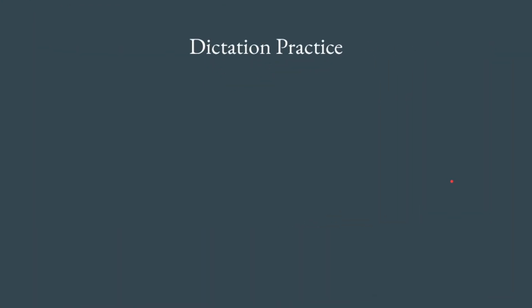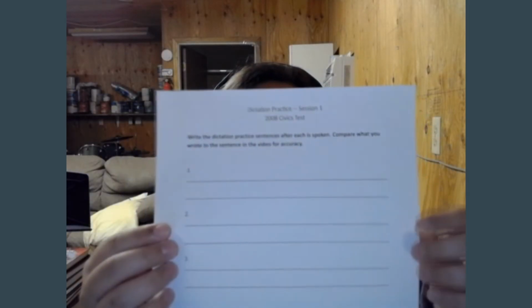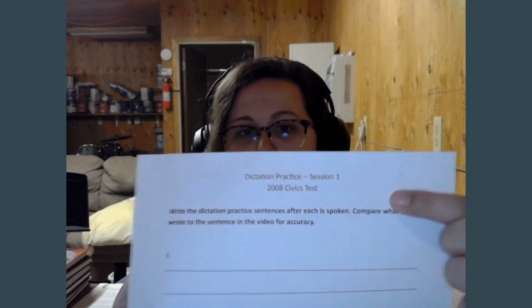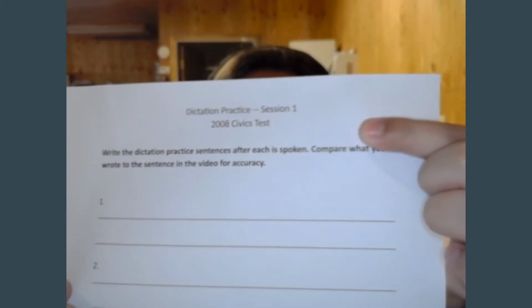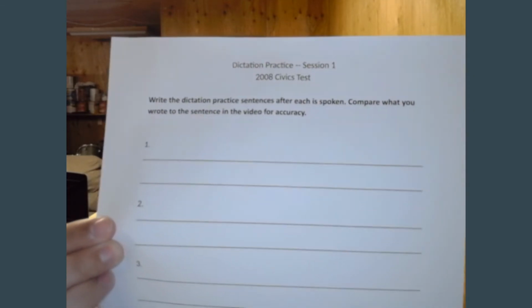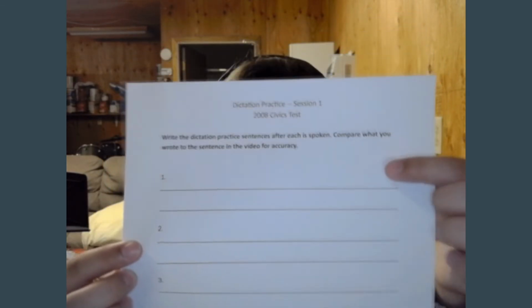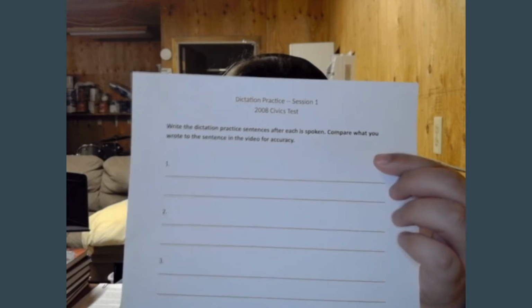So before we go, we're going to finish up with some dictation practice. You should have a piece of paper in front of you. I'm going to turn on my big camera so you can see it. It looks like this. It should say Dictation Practice Session 1, 2008 Civics Test at the top. Then you should have three little blanks, the numbers 1, 2, and 3 with two lines under each. That's what we're going to be using for this exercise, okay? So you should have that in front of you.